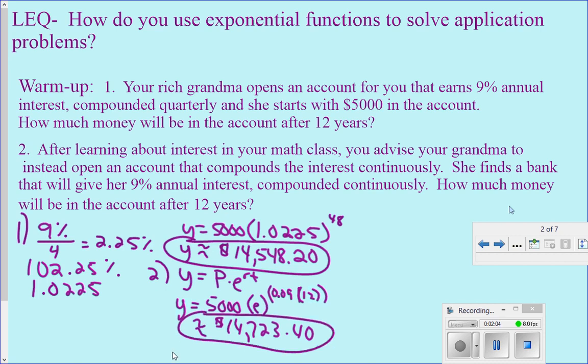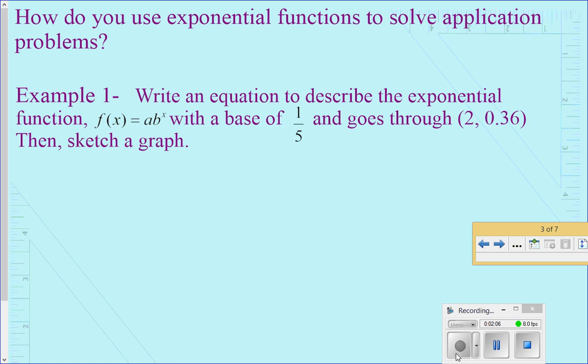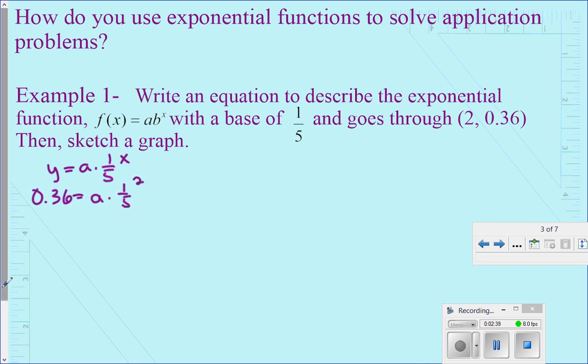Okay. So today we did some problems where we need to figure out what the exponential equation is. So we know it's an exponential equation, f of x or y equals a b to the x. We know that's the general equation. We're given the base and we're given a point. So if I know the base, I can substitute that in for b. So y equals a, I don't know, but b is 1/5, and that's raised to the x. So I'm going to substitute in the coordinate point for x and for y. So 0.36 is equal to a times 1/5, and that's raised to the second power because that's our x.